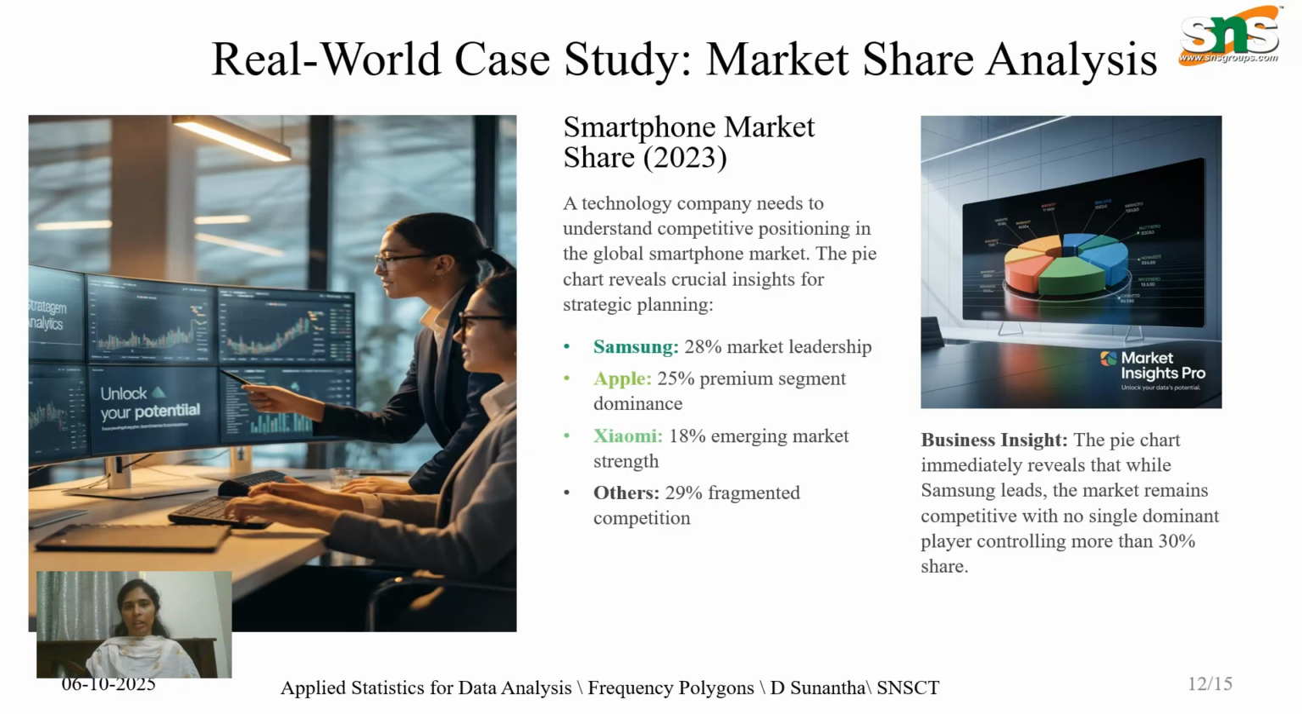Next, let us see one real life case study. Here a technology company needs to understand competitive positions in the global smartphone market. A pie chart reveals crucial insights for strategic planning. Samsung has 28% market leadership. Next, Apple has 25% premium segment dominance. Next, Xiaomi has 18% emerging market, and the others are 29%. The business insight: the pie chart immediately reveals that while Samsung leads, the market remains competitive with no single dominant player controlling more than 30% share.